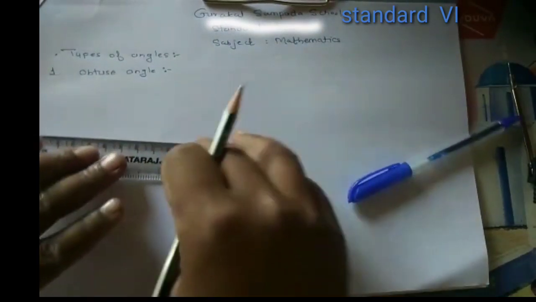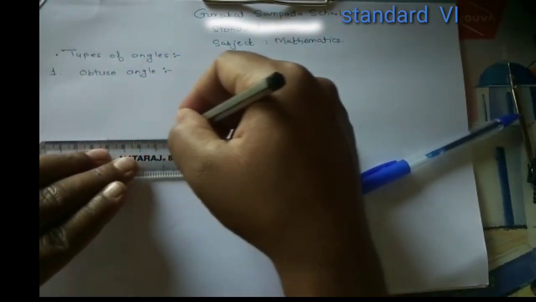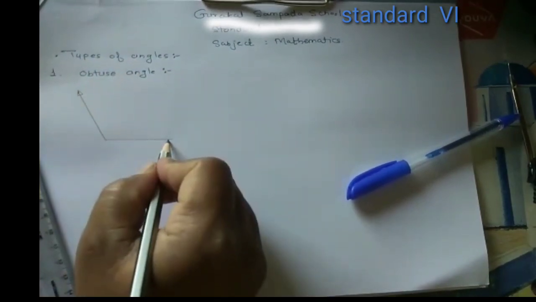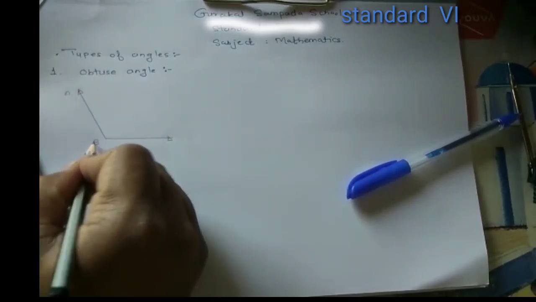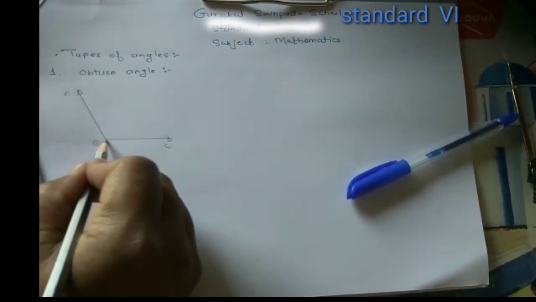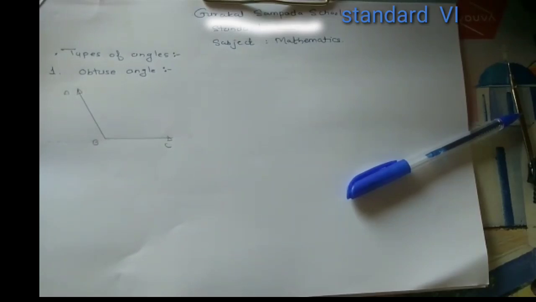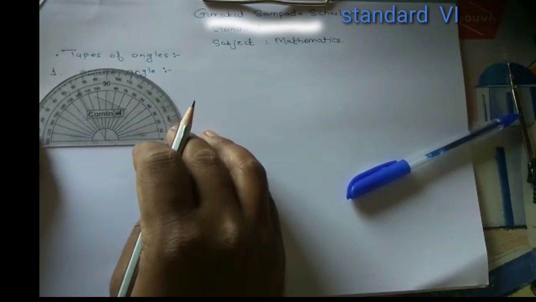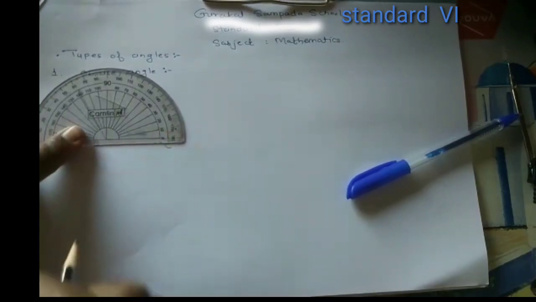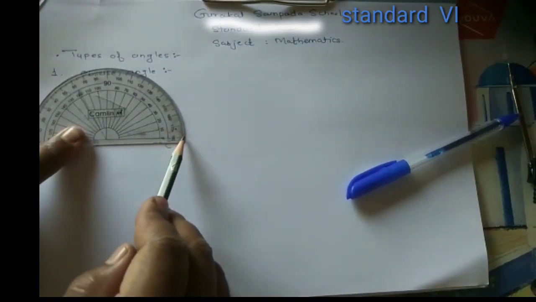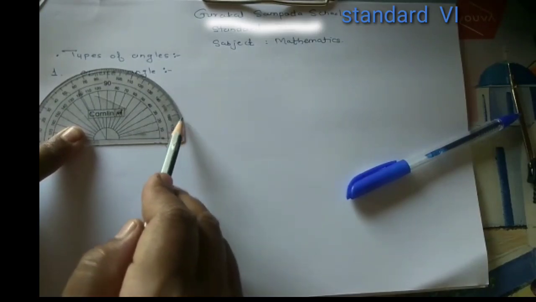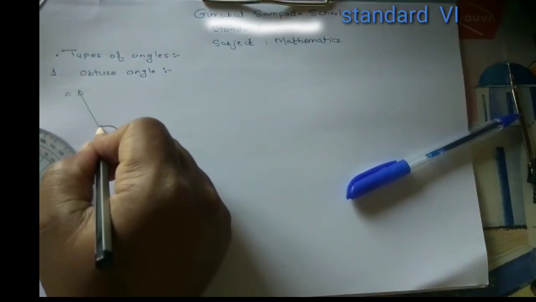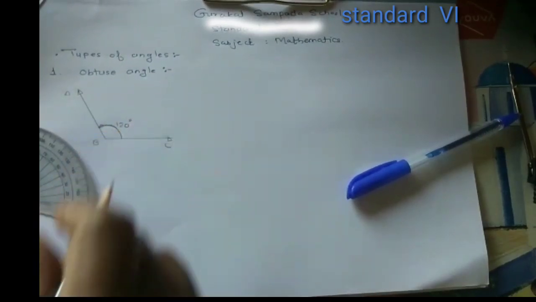Initially I draw an angle, and suppose I give the name ABC to the angle. Now if we measure the angle ABC, we start measuring from this side. If we measure this angle, it is 120 degrees in this direction.